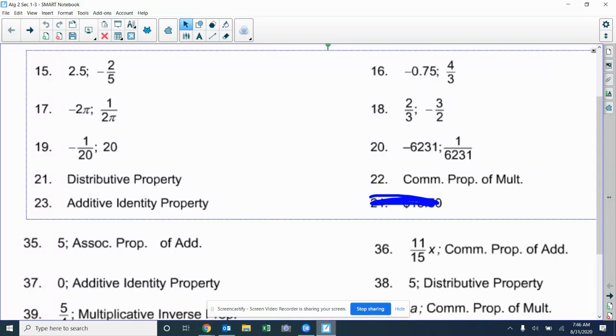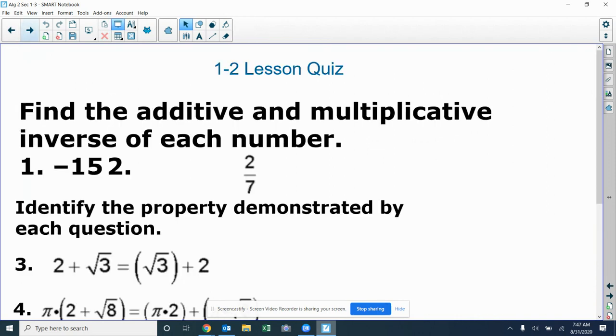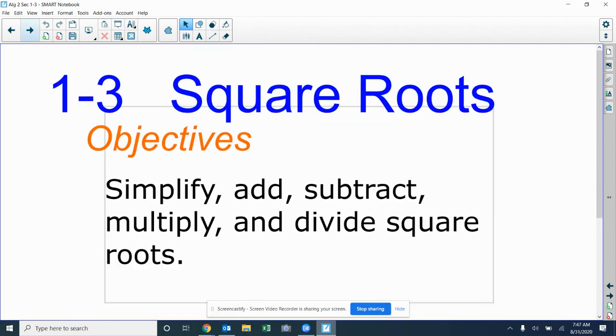Okay, after you check over this homework, we are going to move into our next section, which is square roots. So we're going to simplify, add, subtract, multiply, and divide some square roots. This should be familiar to you, it should be a review, but we're going to definitely take it as if we're learning it again.